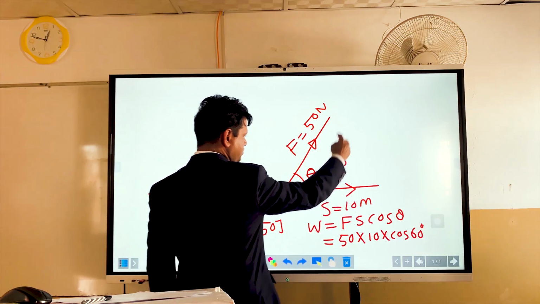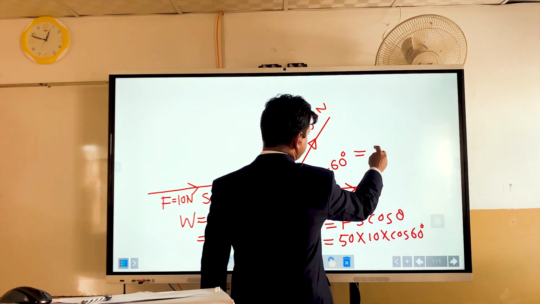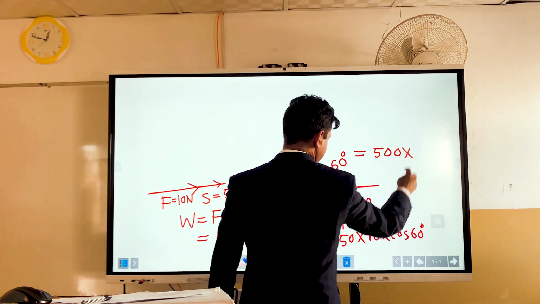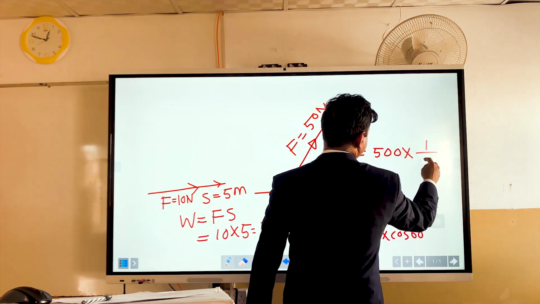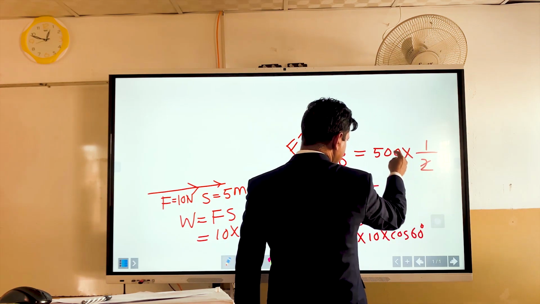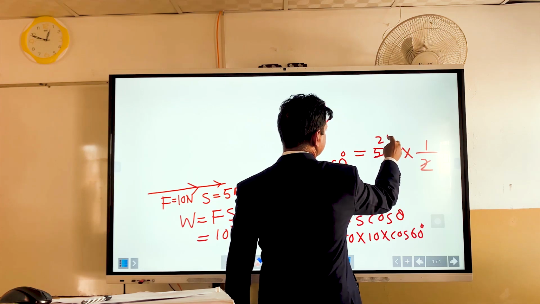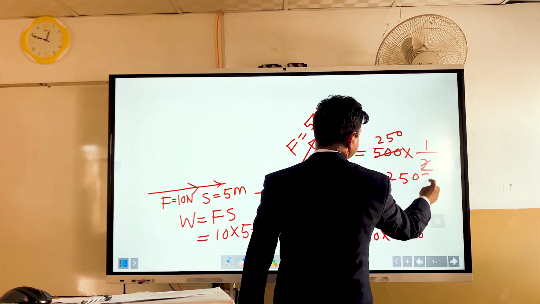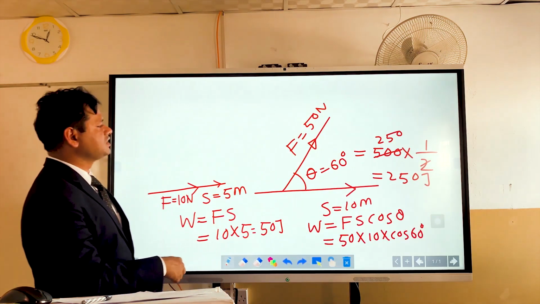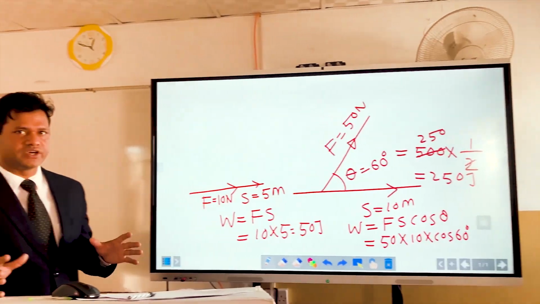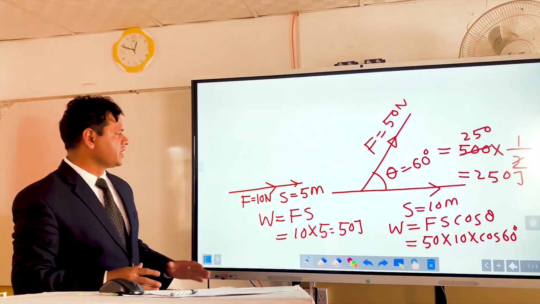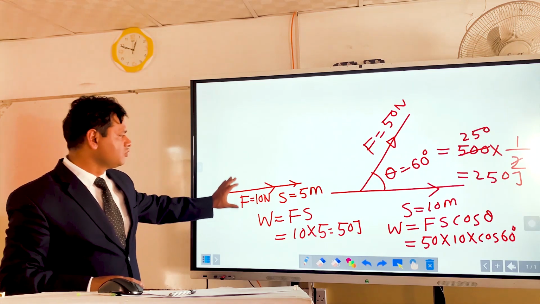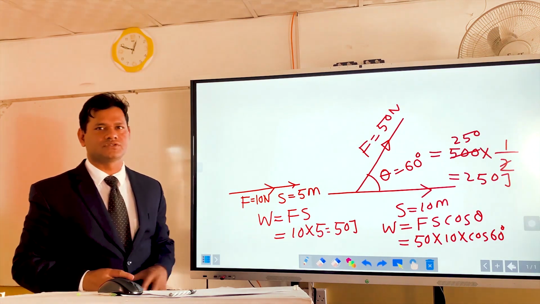Okay, I am writing the calculation here. So what will be here? 50 multiplied by 10 is 500, and we know the cos 60 value is just half. You can cut 500 by 2, then it will be 250. So our work done will be 250 joule. So dear students, I hope now you have understood. If the angle is given, then which formula do you have to use? And if the force and displacement are in the same direction, that is, the angle is zero, then we have to use the formula W equal to Fs.